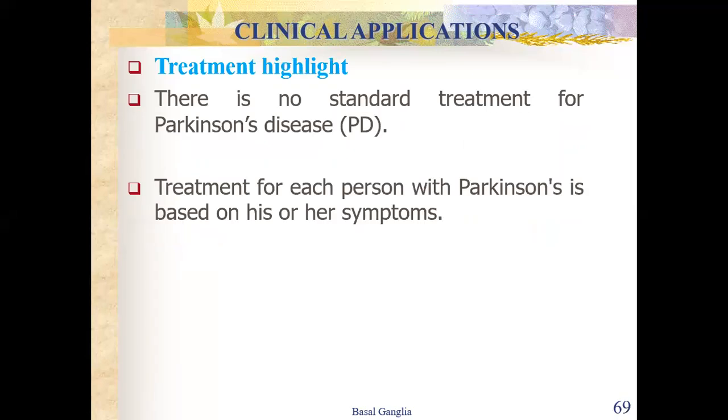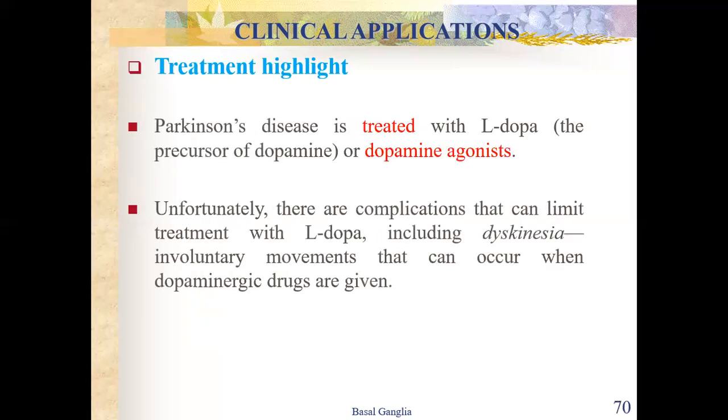Then to the treatment of Parkinson's disease, there is no cure. Treatment of each person is based on his or her symptoms. Parkinson's disease is mostly treated with L-DOPA, which is the precursor of dopamine. Remember, it is the degeneration of the nigrostriatal dopaminergic neurons that has led to Parkinson's disease. Unfortunately, there are complications that can limit treatment with L-DOPA. Complications include dyskinesias, involuntary movements, and in later stages, patients can develop dementia.